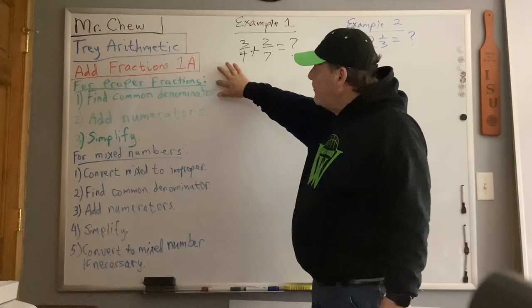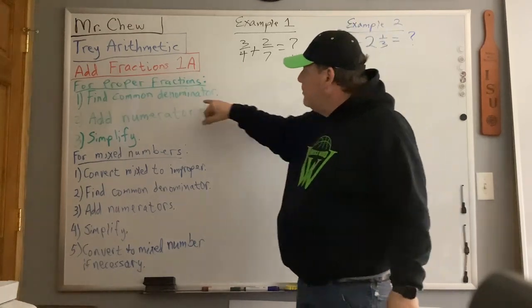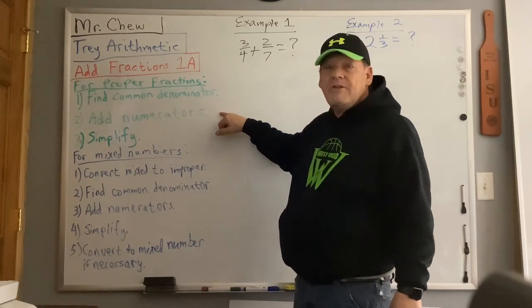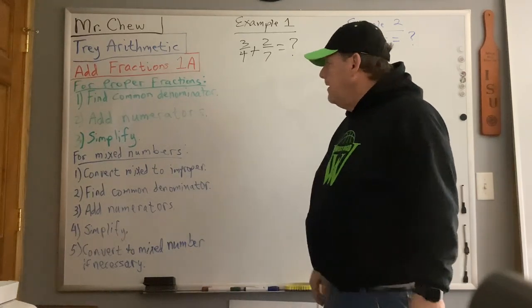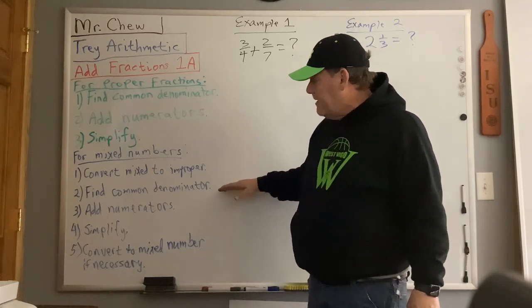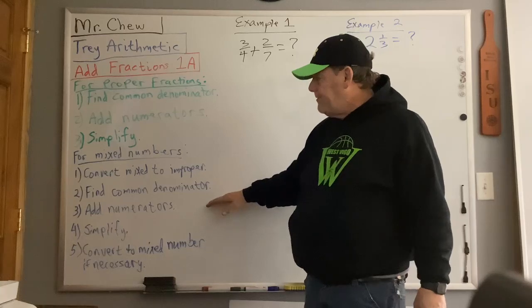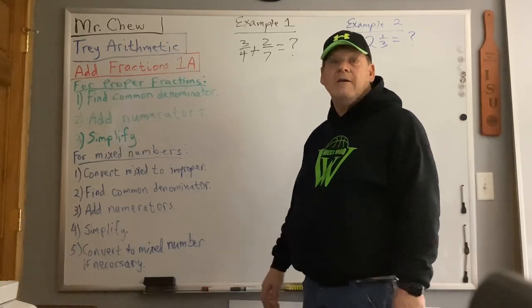So if you have a proper fraction, which means it's not a mixed number, you find a common denominator, add the numerators, and you simplify. And then if you have a mixed number, you convert the mix to an improper fraction, find a common denominator, add the numerators, simplify, and convert to mixed numbers if necessary.